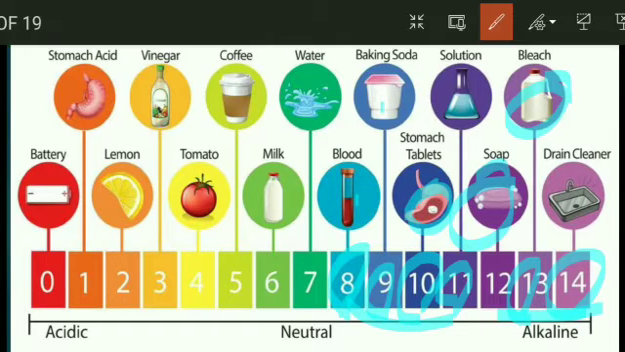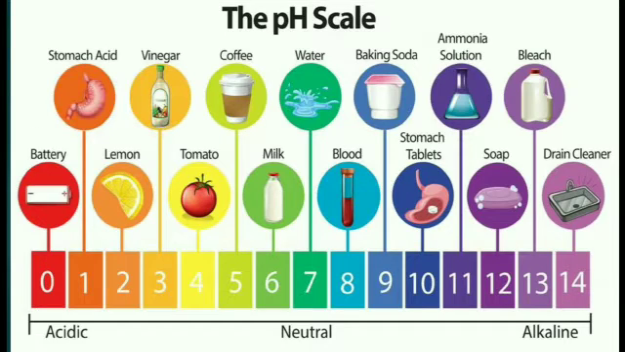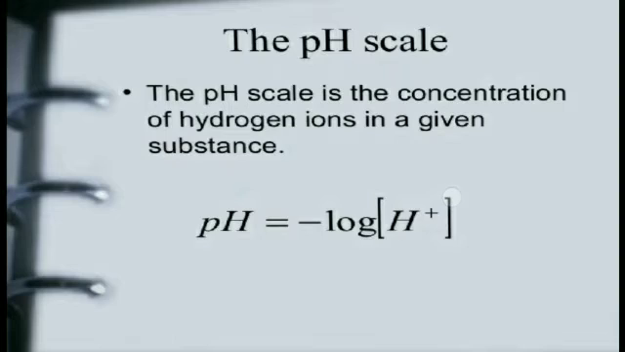So we place the daily substances we use on the scale, like milk, coffee, vinegar. Majorly we take in acids, and we use bases for cleaning purposes. This is the pH scale, which classifies substances according to their H plus ion concentration: 0 to 6 acids, 7 neutral, 8 to 14 bases. This is about our pH scale.